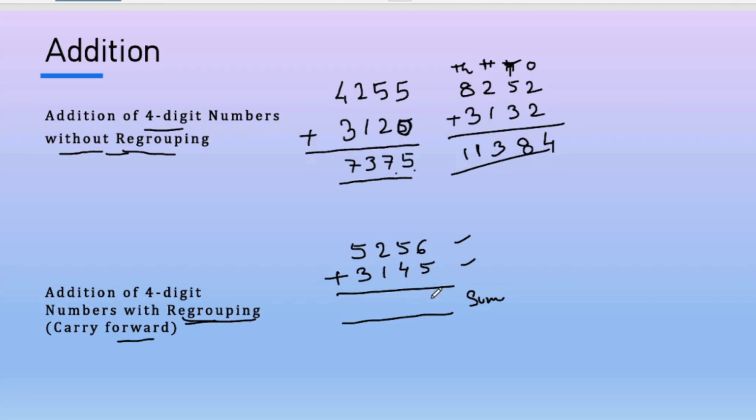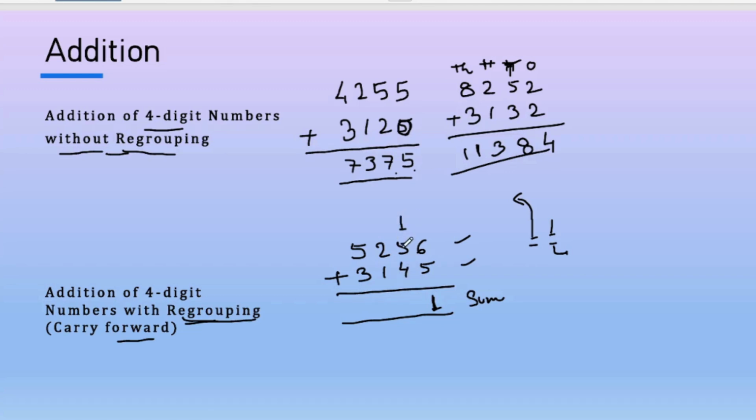So 6 plus 5 is 11. 11 is 1 and then carry forward. So how do you write 11? This is how you write 11. At ones place it is 1. So this 1 is at ones place. This is at tens place. So this tens place will be carry forward. Here it is carry forward.